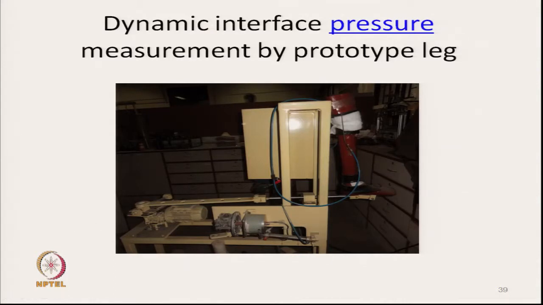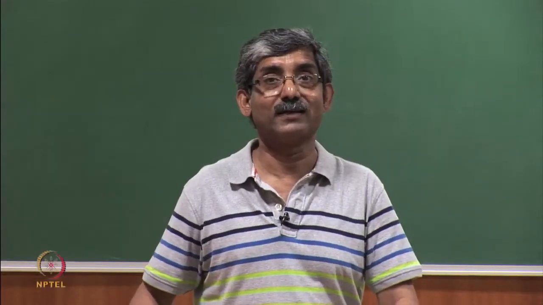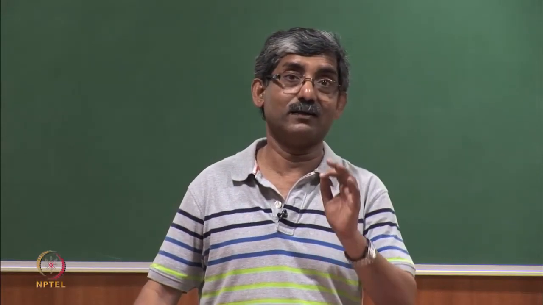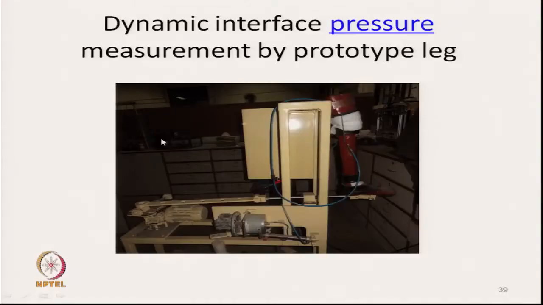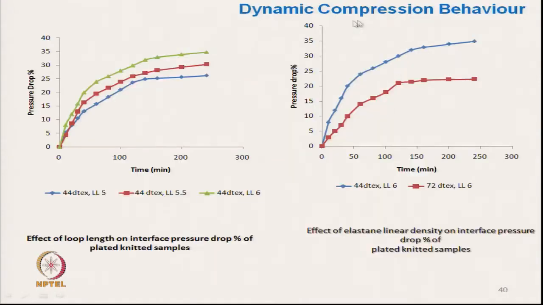As it bends the knee there will be stretching, and the garment will exert pressure. Here the bandage will exert pressure. In our case, we have used the compression athletic wear. Here the dynamic compression behavior shows these are the fabrics, these are knitted fabrics. In the x axis it is showing the time of test, and the y axis is the percentage pressure drop. So, what is the percentage pressure drop here?